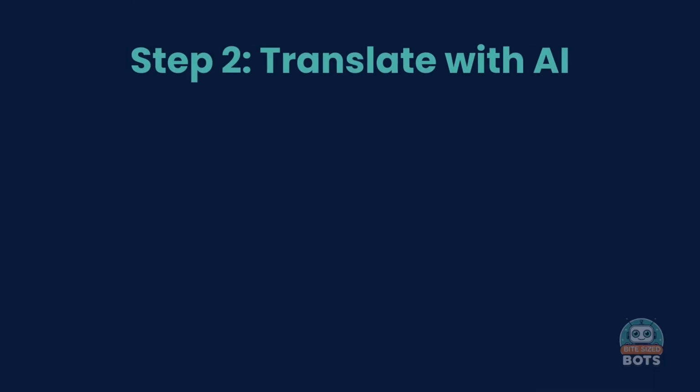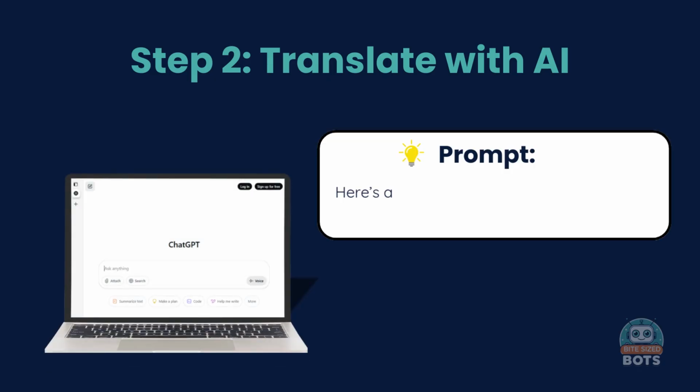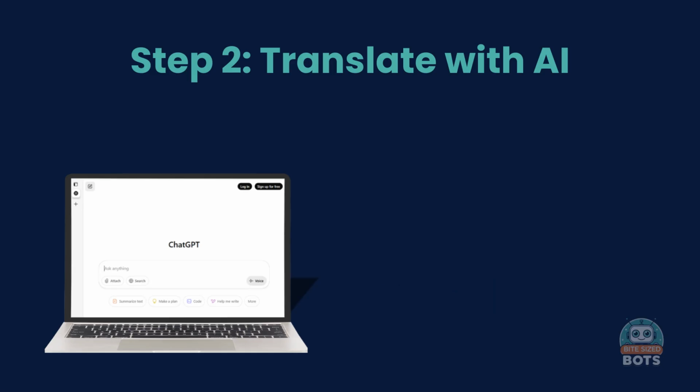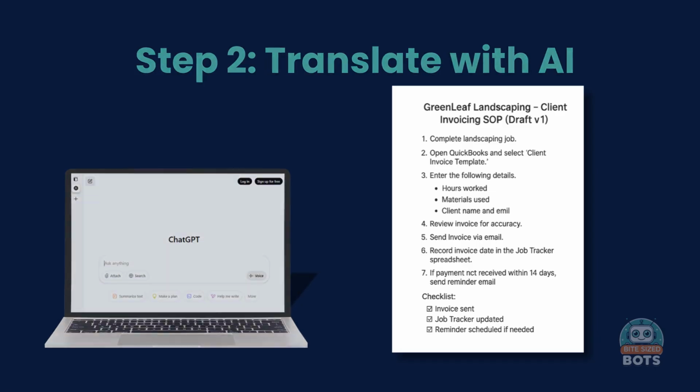Step 2. Translate with AI. Drop your voice memo or messy notes into ChatGPT and ask it to create a numbered SOP draft. In seconds, you'll have a draft that's structured, practical, and about 80% complete. Then, add your own shortcuts and details so it truly reflects how you work.